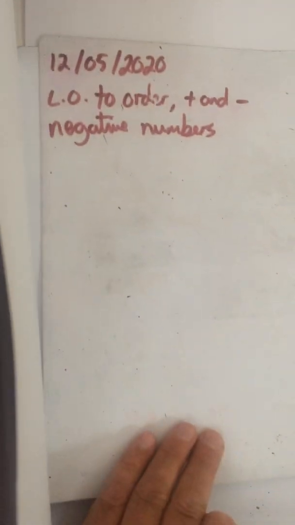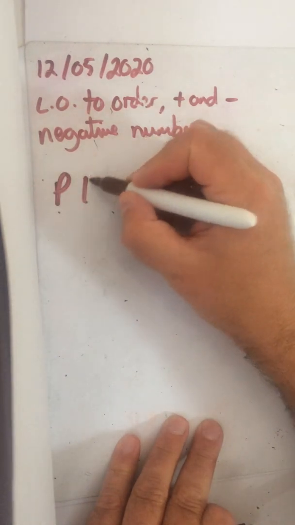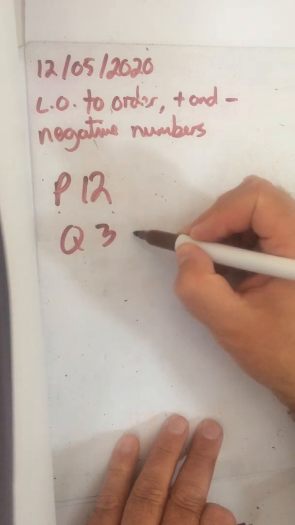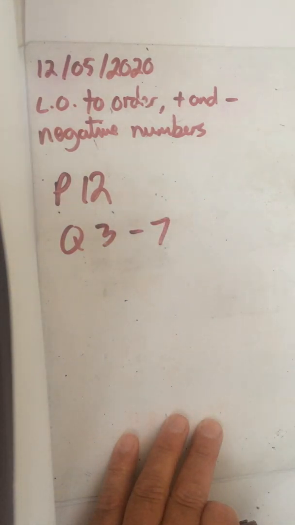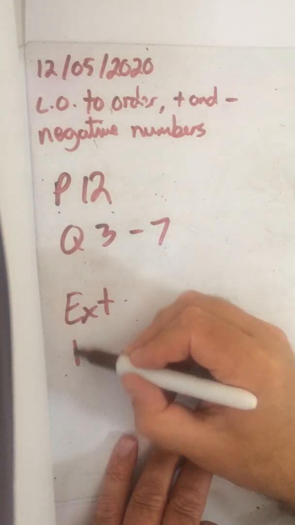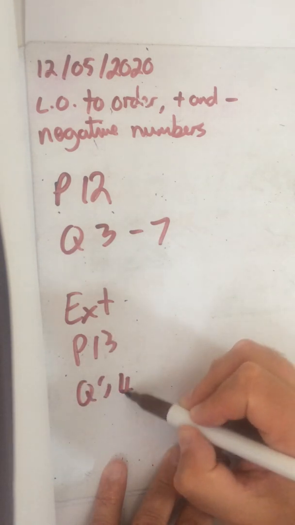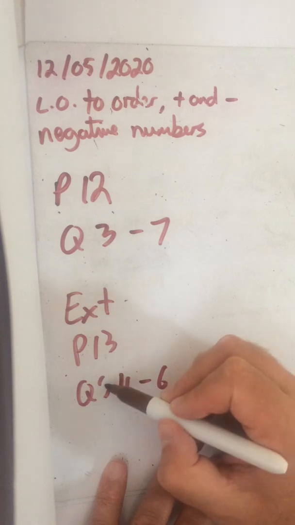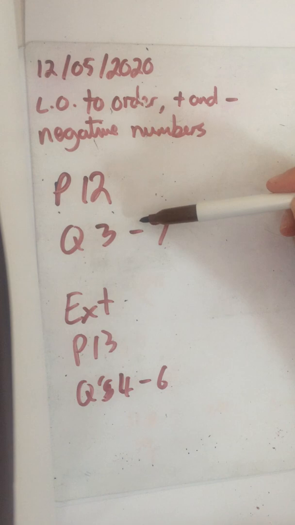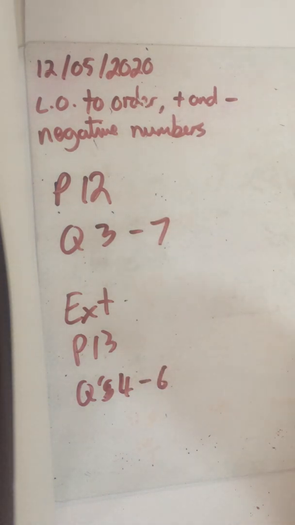to finish off today's work, could you, on page 12, do questions 3 to 7, please? So 3, 4, 5, 6, and 7. And then for your extension, if you get a chance, page 13, have a go at questions 4 to 6. So page 12, questions 3 to 7. Then the extension is page 13, questions 4 to 6.